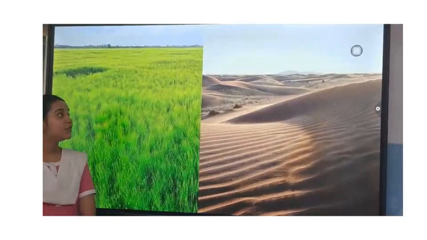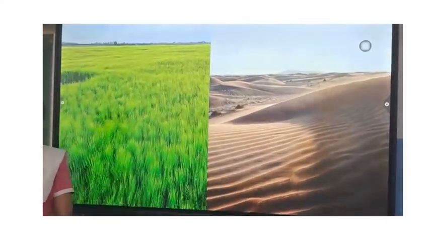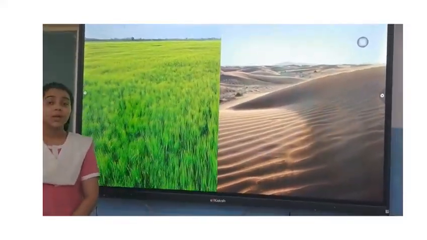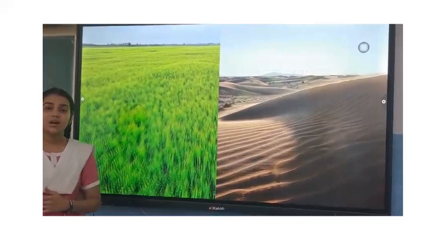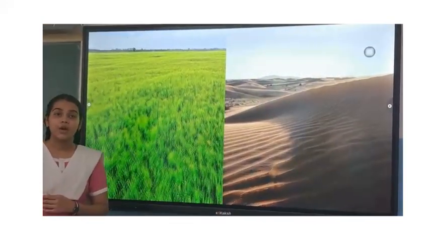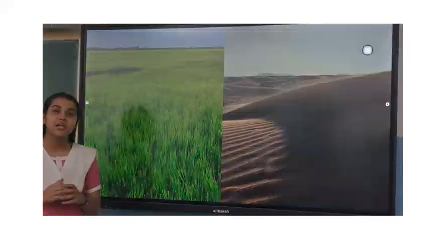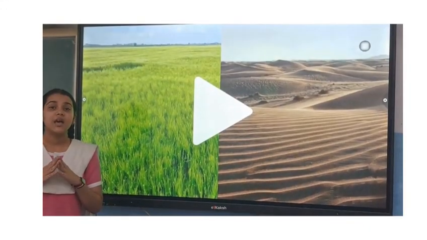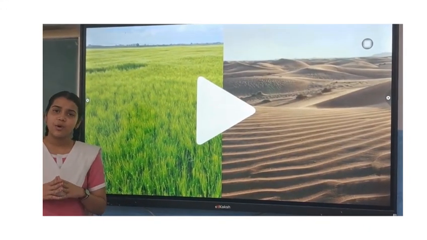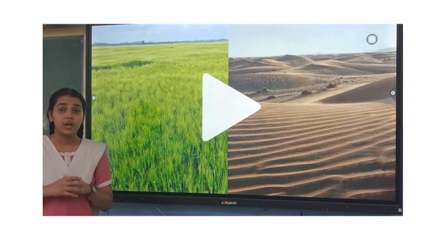Now tell me, which side is more beautiful? Obviously, the one with green. The other side, which is a desert area, doesn't look good due to the lack of water. Now imagine, in desert area there is heavy rain. Is it possible for a desert area to get flooded?